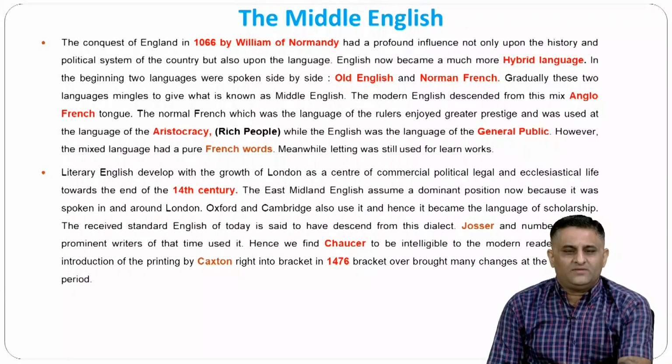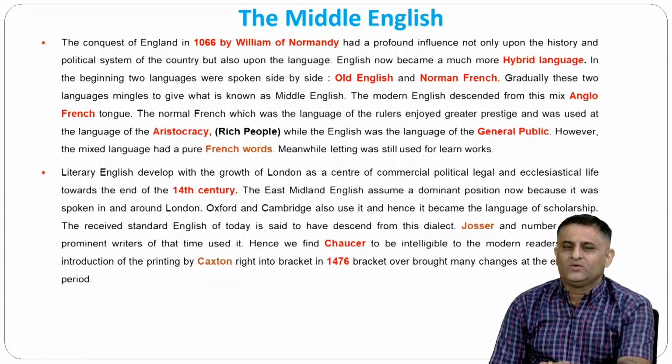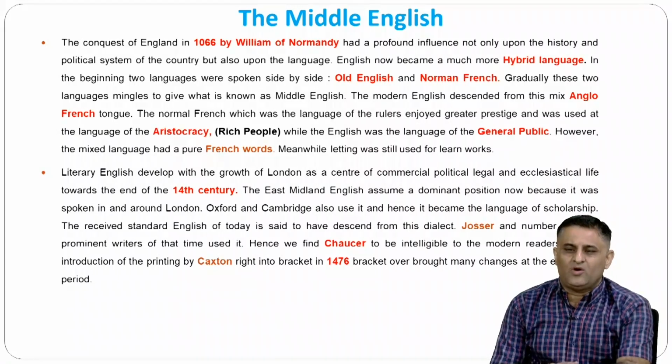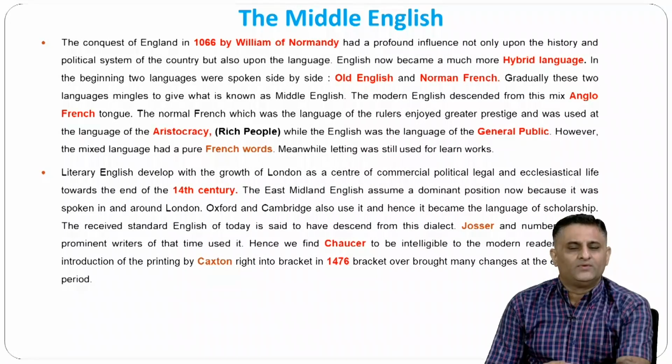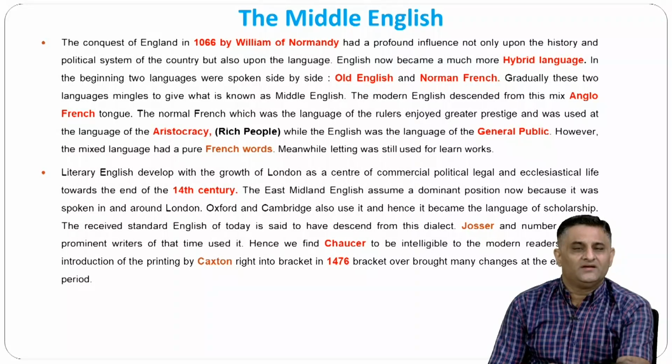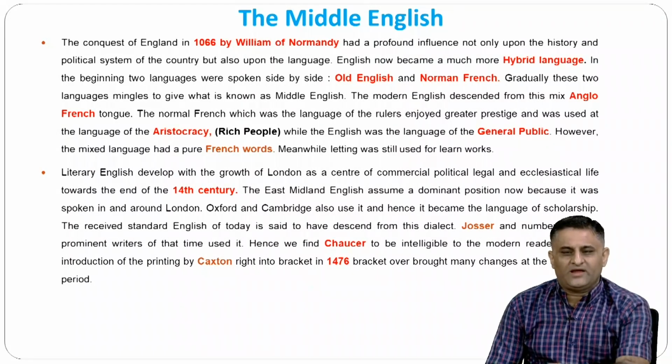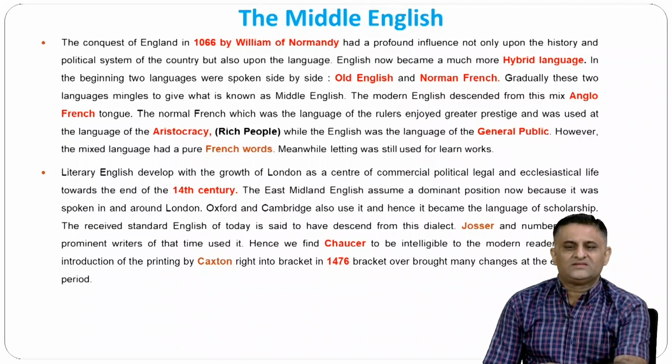In the second paragraph, literary English developed with the growth of London as a center of commercial, political, legal and social life toward the end of the 14th century. The East Midland dialect assumed a dominant position because it was spoken around London as well. Oxford and Cambridge also used it, hence it became the language of scholarship. The received standard English of today is said to have descended from this dialect.